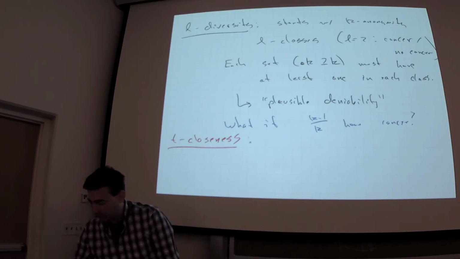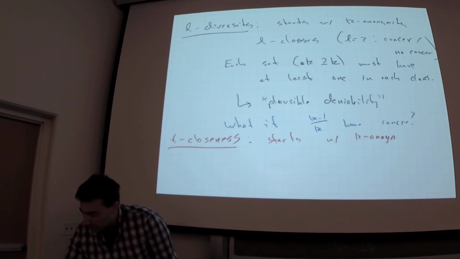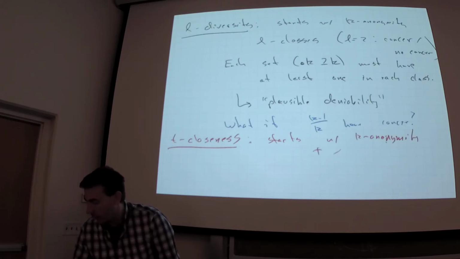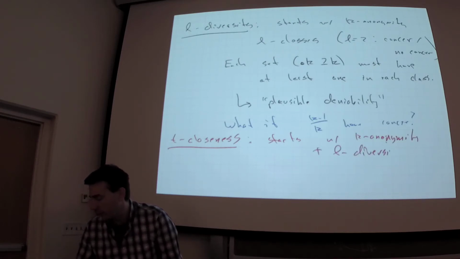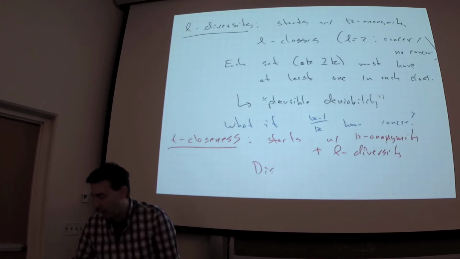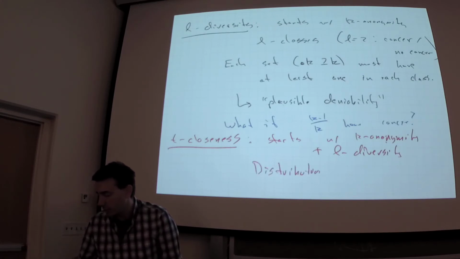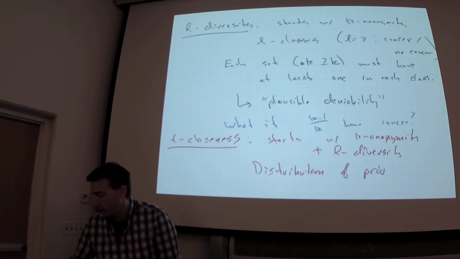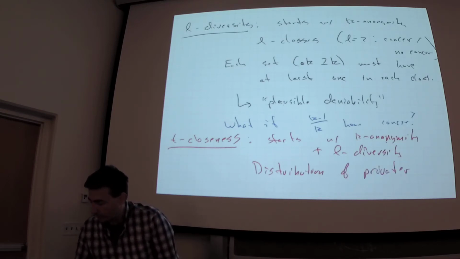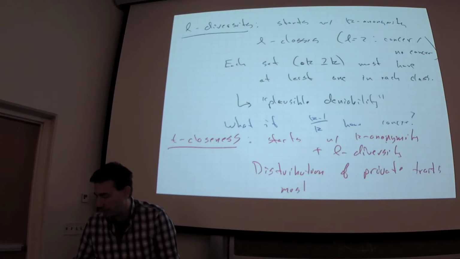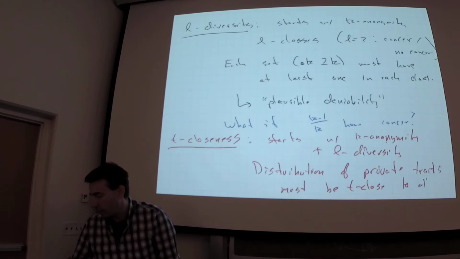So what this says is, it starts with k-anonymity and L-diversity, but it says that the distribution of the private traits must be T-close to all the data.